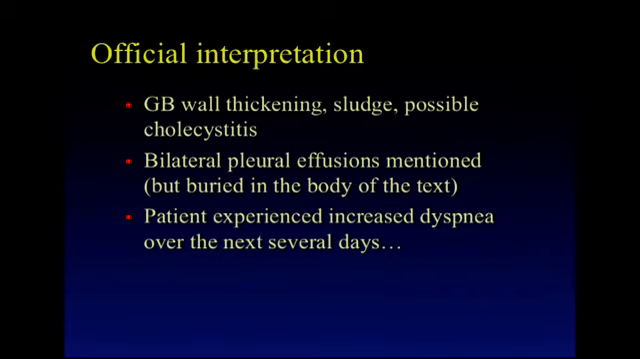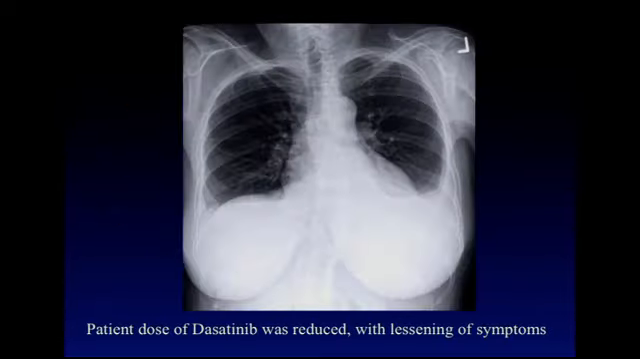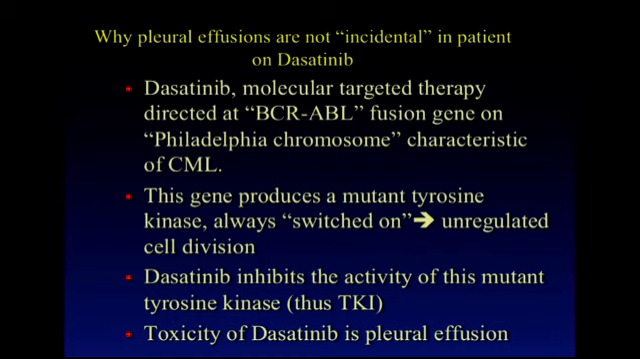Well, the patient experienced increased shortness of breath over the next several days, leading to this chest x-ray, which shows sizable bilateral pleural effusions. And this was actually directly related to her chemotherapy of dasatinib. It was reduced, and her symptoms subsequently resolved, but she was able to be maintained on the drug at a lower level. So pleural effusions are not incidental findings in a patient who's on dasatinib, and that's because this is one of these newer targeted chemotherapies that particularly acts against the mutant tyrosine kinase that's switched on all the time, leading to the unregulated cell division. But a significant side effect of this is pleural effusions.